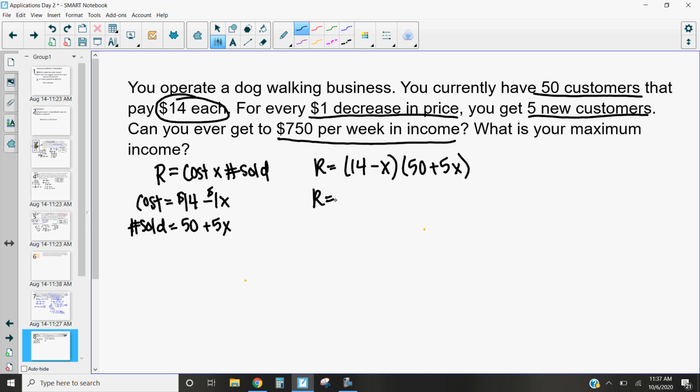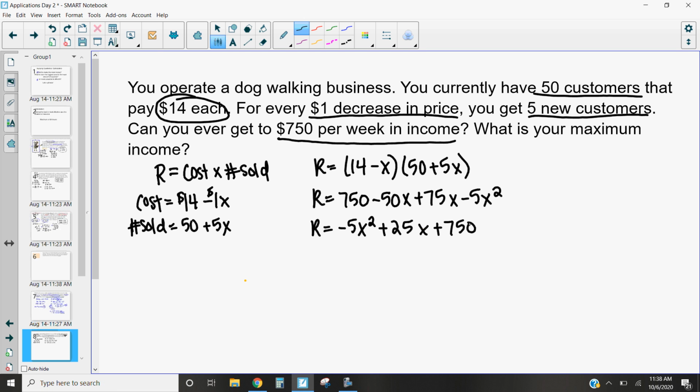So as we expand it out, we end up getting our revenue is 750 minus 50x plus 75x minus 5x squared. Okay, so our revenue equation here, I'm going to write it in standard form, is negative 5x squared plus 25x plus 750. Great. So that's our revenue.